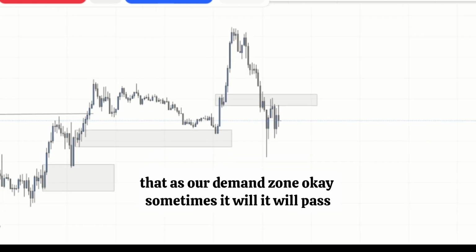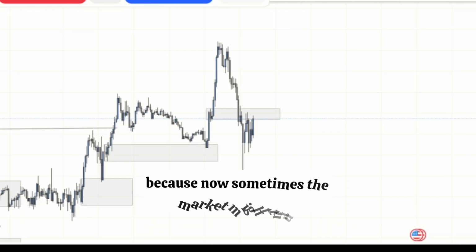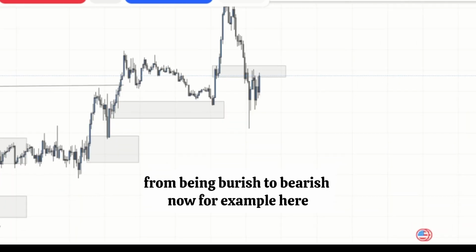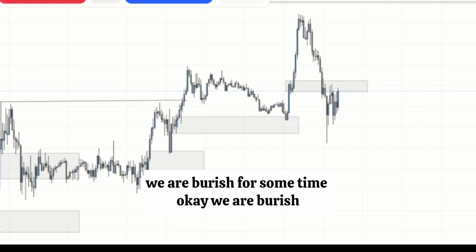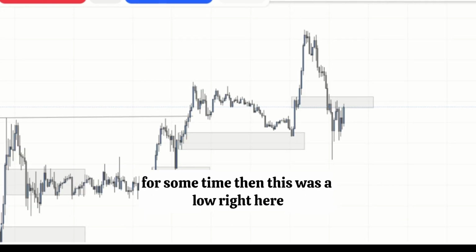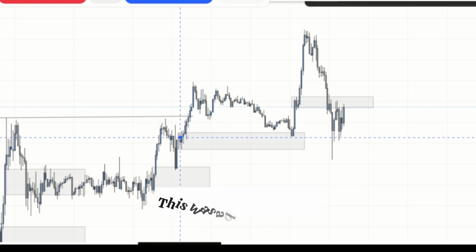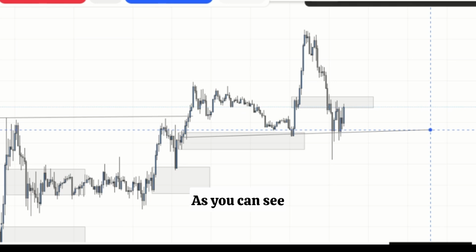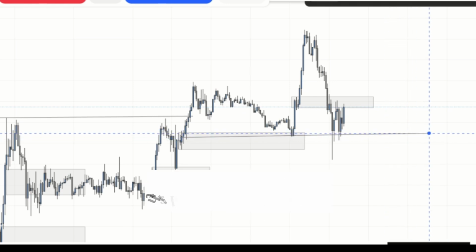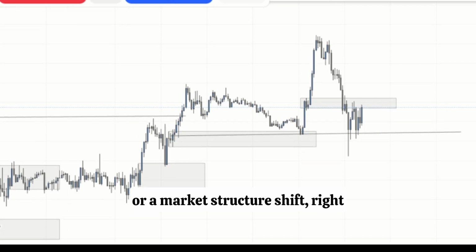Sometimes it will be passed because the market might turn from being bullish to bearish. For example, here we are bullish for some time. Then this was a low right here. So when this low is broken, we shall turn bearish. As you can see, this low was broken with a wick, but we also consider that as a break of structure or a market structure shift.